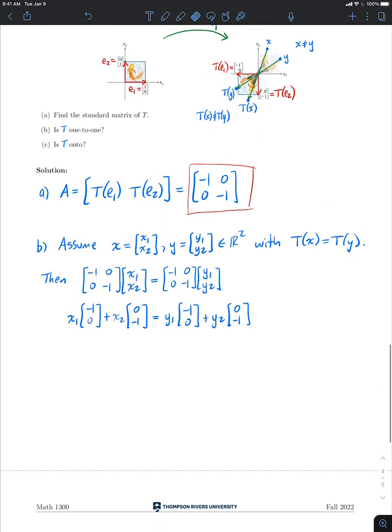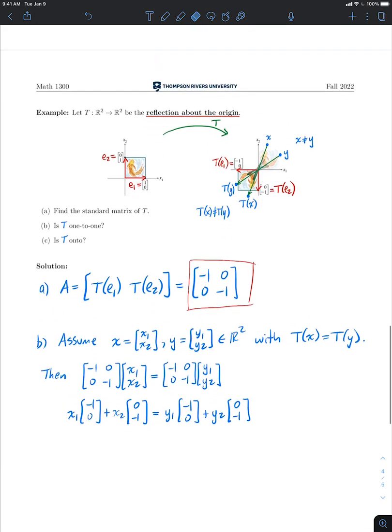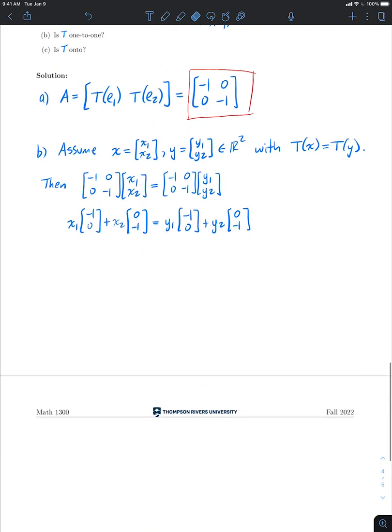Why is this stuck again? Okay, there we go. Something's wrong with my screen. Anyways, okay, let's keep going.